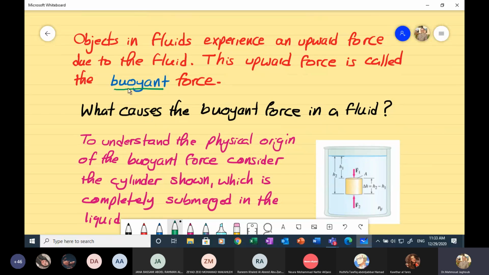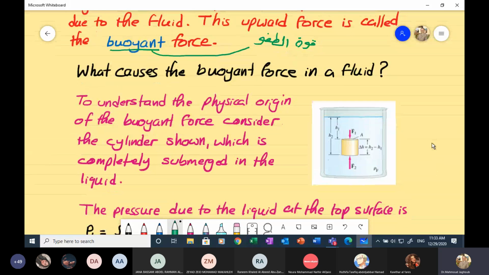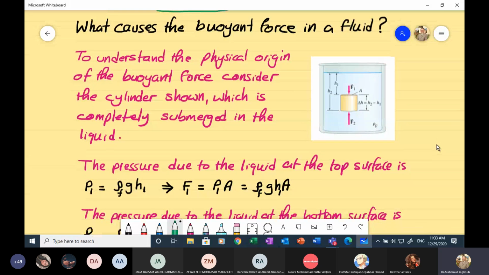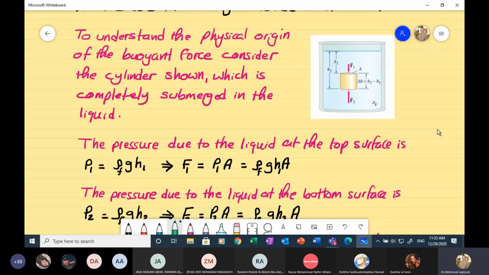Okay, that's what buoyant force means, that force acts on you vertically upwards. In Arabic they call it قوة الطفو. Okay, that's what it's called, قوة الطفو. So where does that force come from? What causes this force?